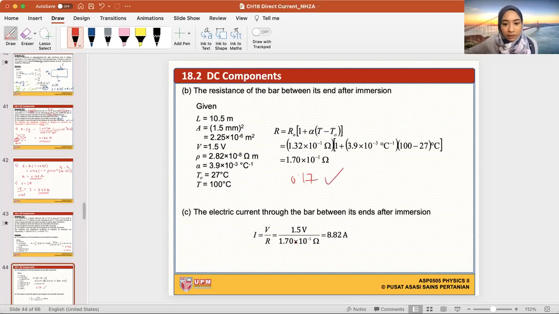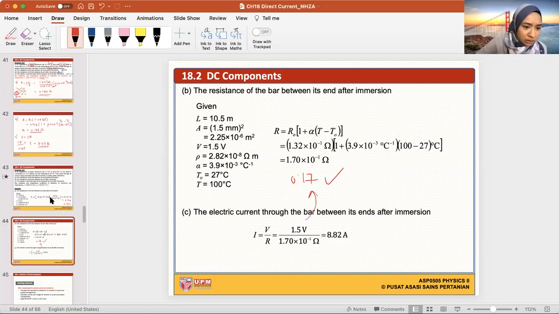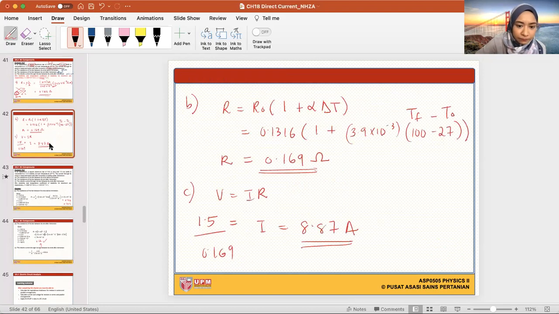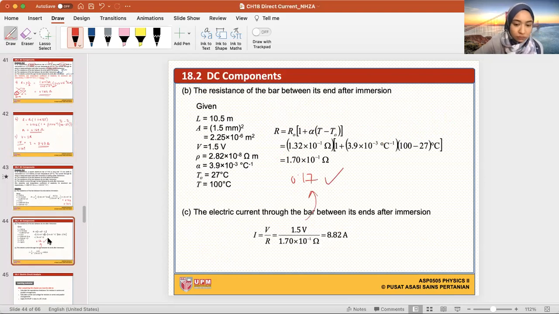So betul. And then this equation Anis buat V equals IR, so 1.5 divided by the answer from B. So we got 8.82. Saya pun tak sure. Mana yang dapat tadi? 8.87. 1.5 divided by 0.169, yeah, 8.88. Yang ni dapat 8.82. That's weird. 1.5 divided by 0.17. Okay, so sebab kita ada perbezaan value kat sini, the value for this one is slightly different from ours. Ours is 8.87. This one is 8.82.